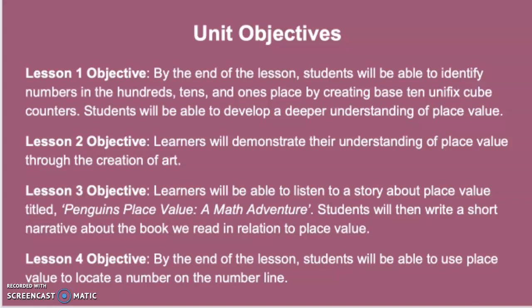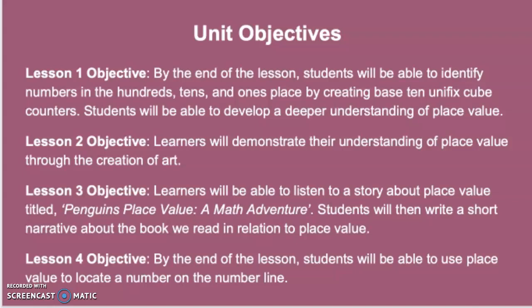So my objectives are, by the end of the lesson, students will be able to identify numbers in the hundreds, tens, and ones place by creating base 10 Unifix cube counters. Students will be able to develop a deeper understanding of place value through this exercise. The next objective had to do with art. It was an art lesson where students were using different sized pieces of fruit to represent different place values. So if the fruit was bigger, it represented hundreds, and if it was smaller, it may represent ones.